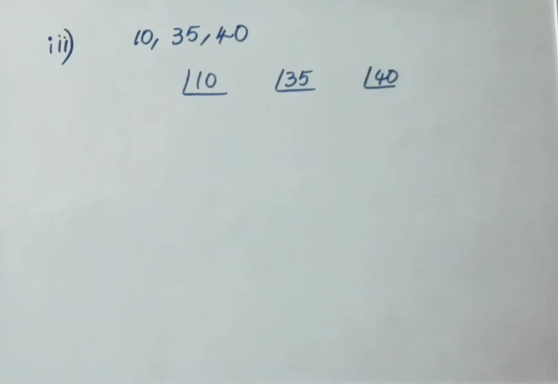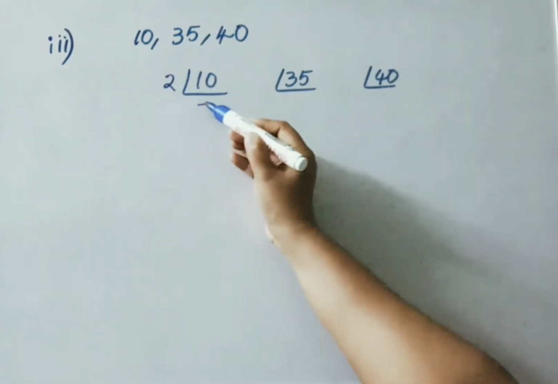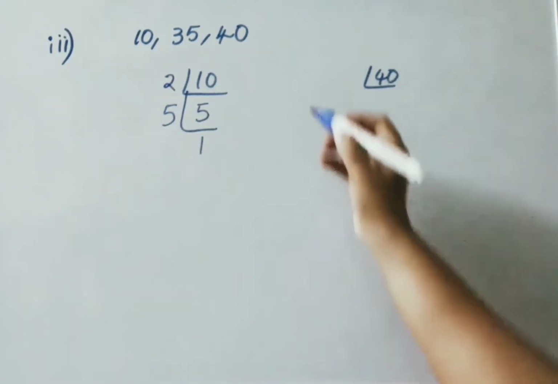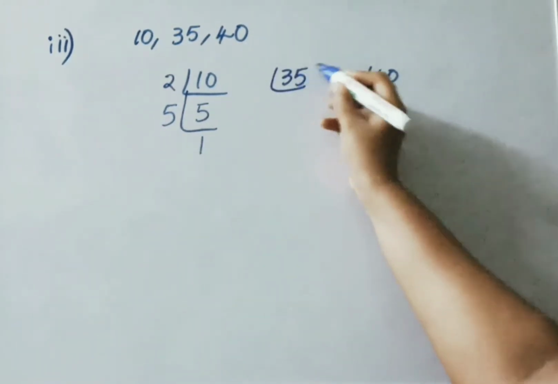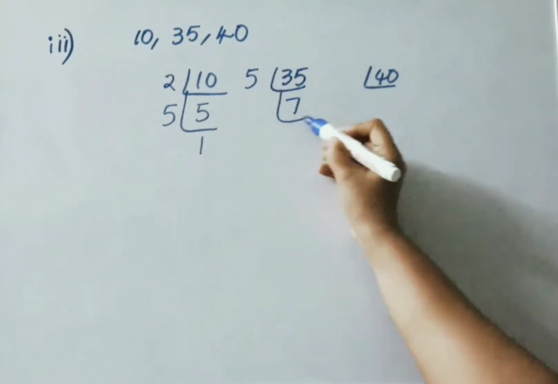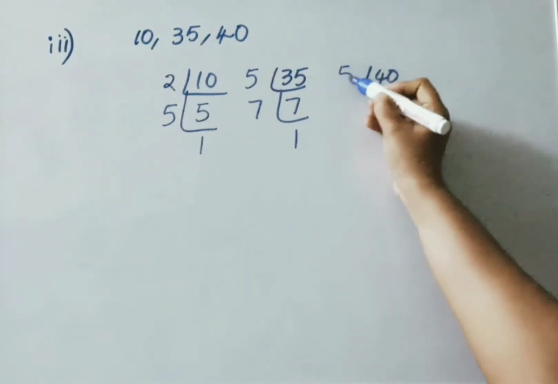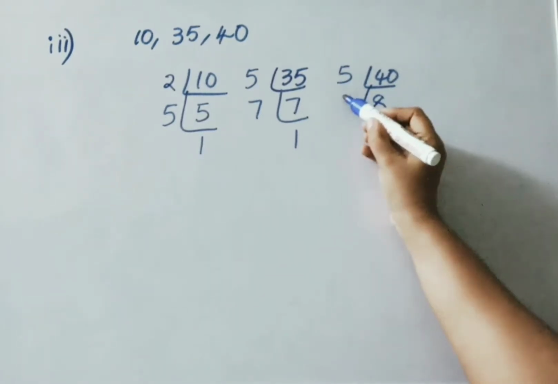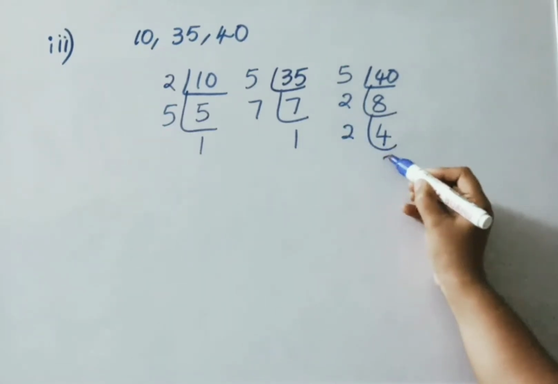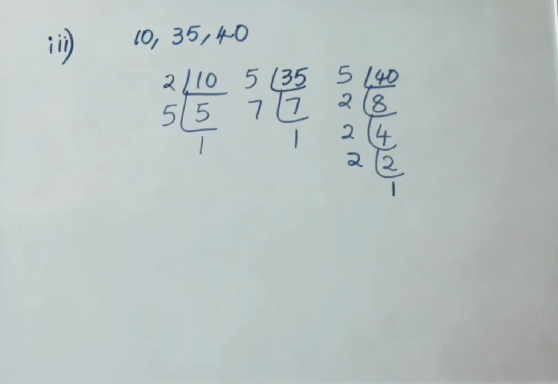See the third sum in prime factorization method. Division for 10, 2 table, 2 5s are 10. Now 5 table, 5 ones are 5. See the second number now, 35. 5 table, 5 sevens are 35. Again 7 table, 7 ones are 7. Next one is 40. 5 eights are 40. And 2 table, 2 fours are 8. Again 2 table, 2 twos are 4. 2 table, 2 ones are 2.